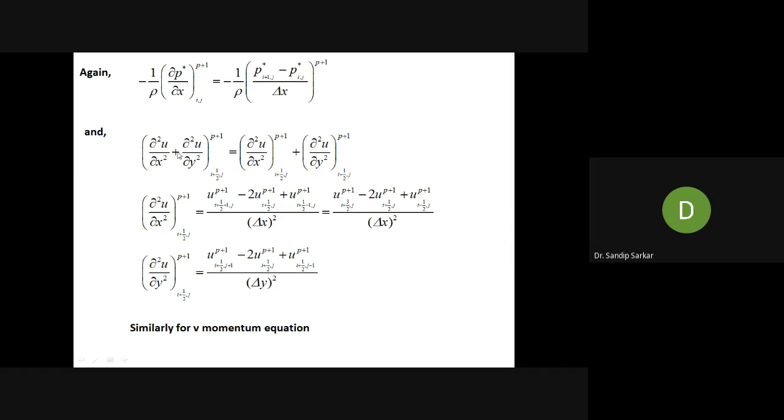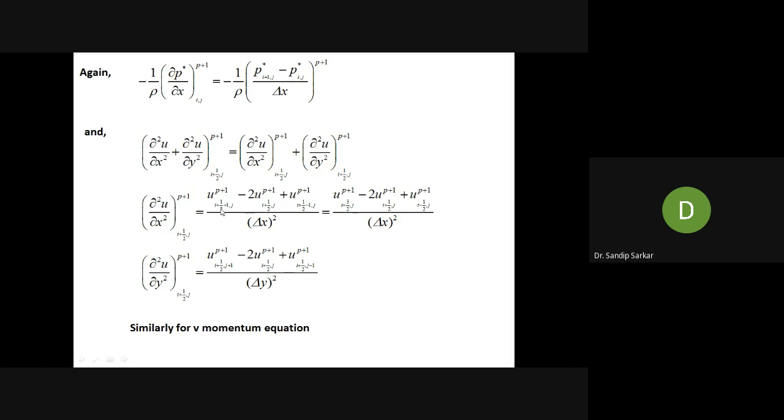Now what will happen for the diffusion term? Del 2u by del x2 plus del 2u by del y2 at p plus 1, i plus half j. That is, we can write it as del 2u by del x2 at i plus half j plus del 2u by del y2 at i plus half j. So what is del 2u by del x2?